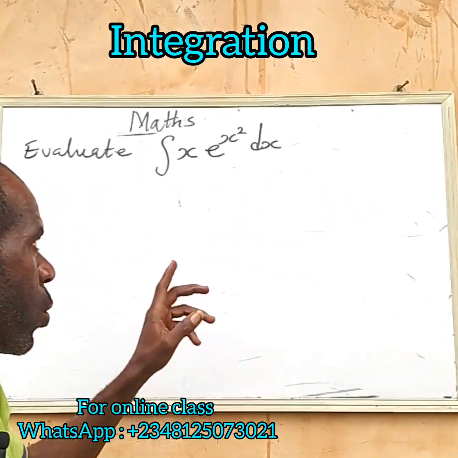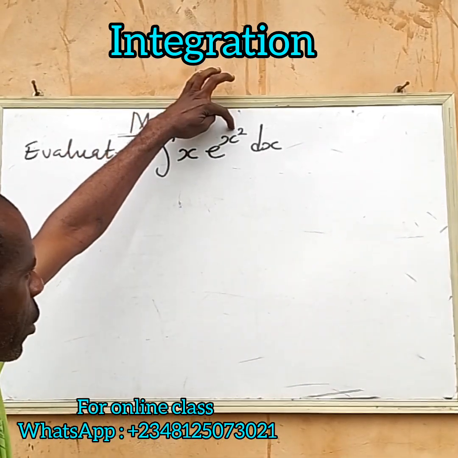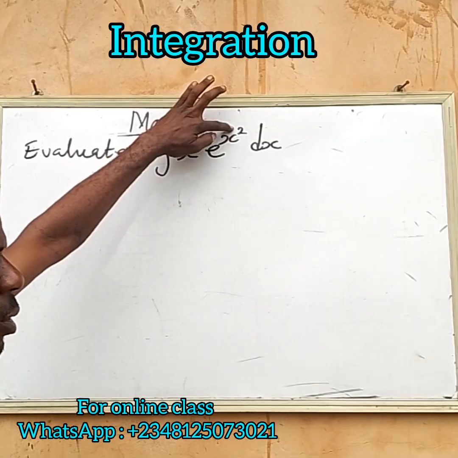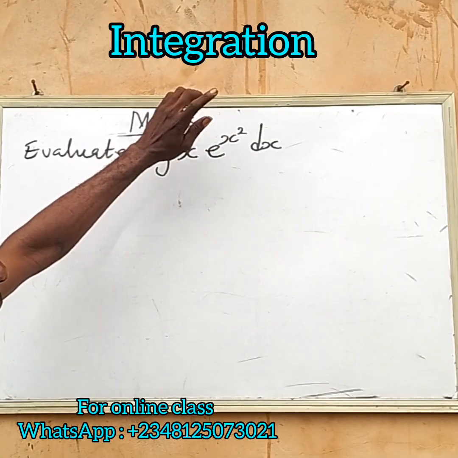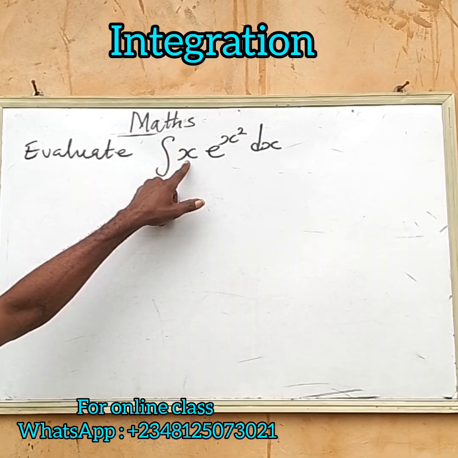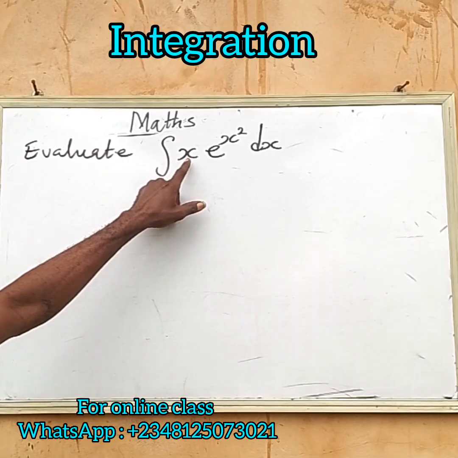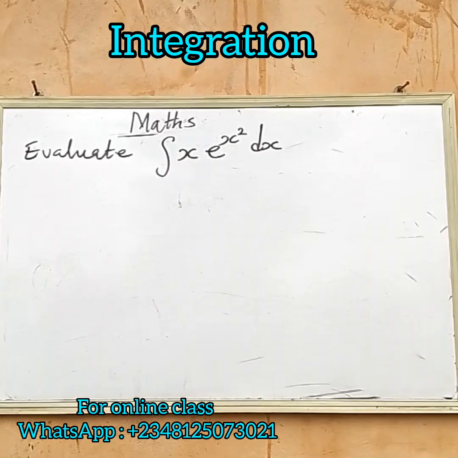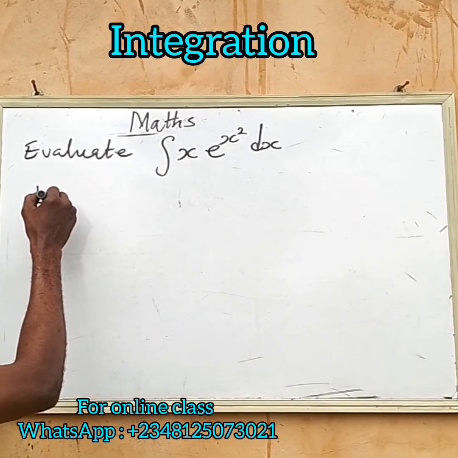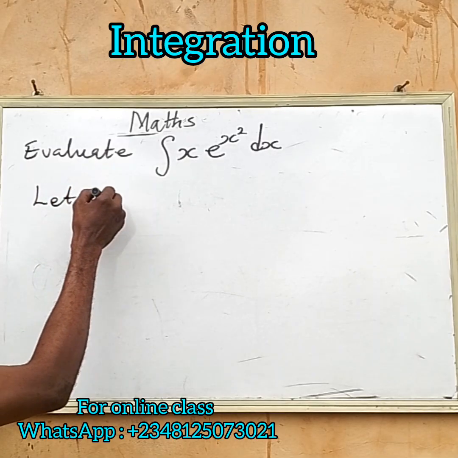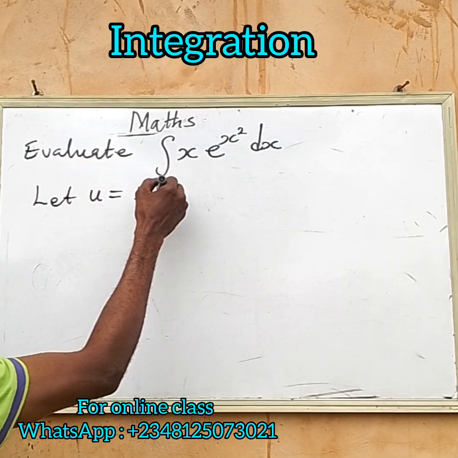I can easily substitute it, because when I differentiate this x squared here, I'm going to have x in my result. So at that time, I can get rid of this. So this is our constraint here. We need to get rid of this, okay? So we can say let u equal to x squared.